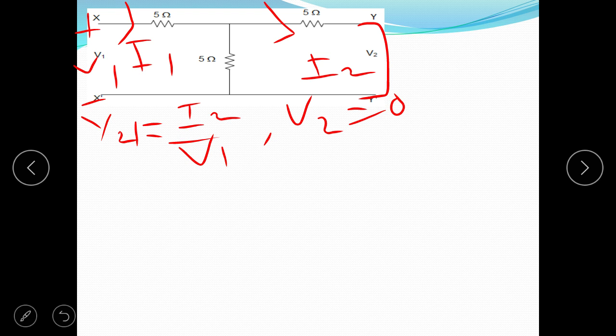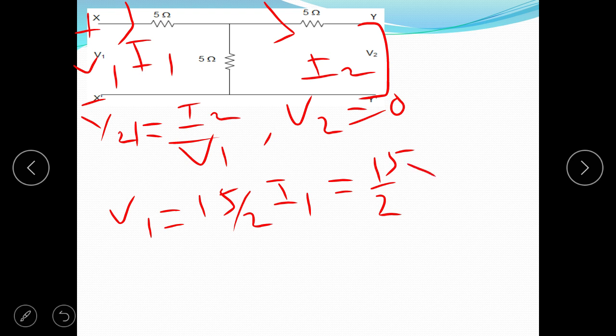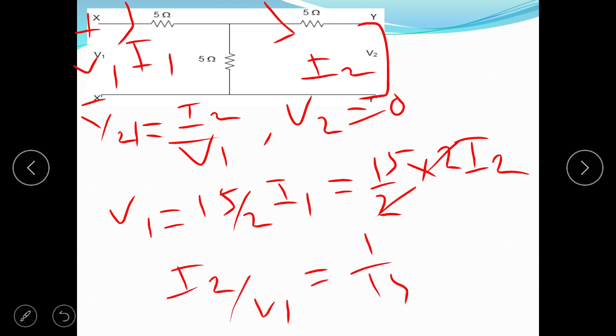Now V1 is equal to, what is the value of V1? V1 is equal to 15 upon 2 of I1, and I1 is equal to, in terms of I2, what is the value of I1? That is equal to 2 of I2. So we obtain 15 upon 2 into 2 of I2. 2 to 2 cancel. So we find I2 upon V1 is equal to 1 upon 15 and its unit is mho.